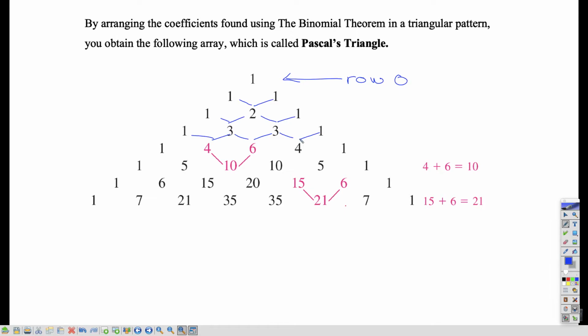Now try to do row 5 on your own. How many rows are there? There are infinitely many rows. You only need as many as you need. If I'm on a monomial to the 10th degree, I need the 10th row. Is it really easy to make? Yeah. So did you get 1, 5, 10, 10, 5, 1? Yes. The next one's going to be 1, 6, 15, 20, 15, 6.